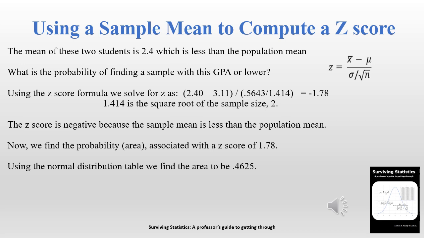So we have the sample mean, we have the population mean, we have the standard deviation, and we have the square root of n, the sample size, and we end up with a z-score of negative 1.78. So the z-score is negative, which is because it is less than the population mean. So in this case, we're working with the left half of the curve. So we want to find the area associated now with a z-score of 1.78. Using the normal distribution table, we find that that area is 4625. Now let's see how we interpret that in the next slide.